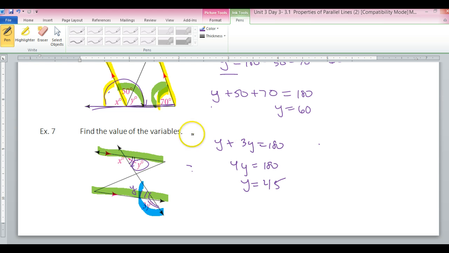Once I know Y, now I know X and Y over here. Now I have to add up to 180. So X plus 45 equals 180, and X is equal to 135.